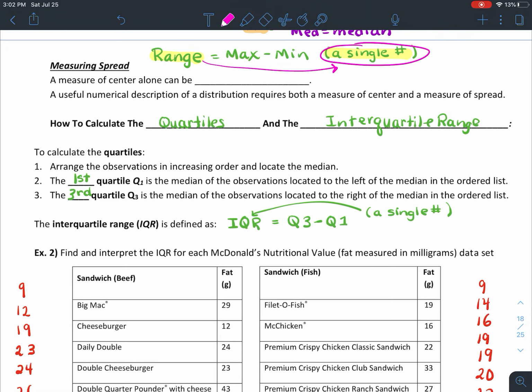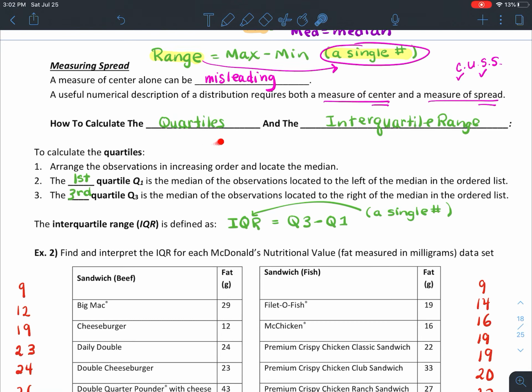Now, a measure of center alone can be misleading. So this is why we talk about spread. A useful numerical description of a distribution requires that we know both the center and the spread, and this is kind of building into why when we describe distributions we want to include all these things, center and spread. And so we're going to talk about another measure of spread other than just range: quartiles, and also what's known as an interquartile range.